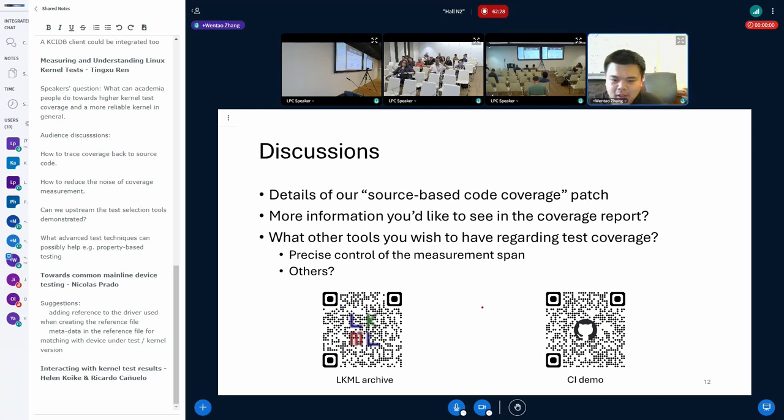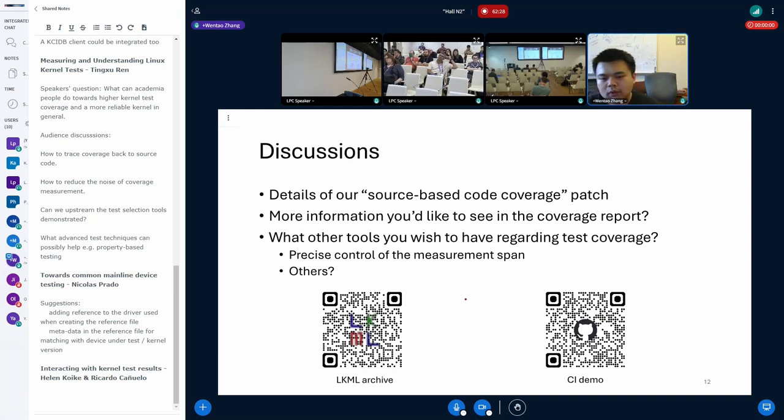So that's actually the brief introduction. Our original plan is to dig into the gory details of how we implement this source-based code coverage patch, including some of the known limitations and design choices. But I guess for better discussion results, let us also explore some open questions.